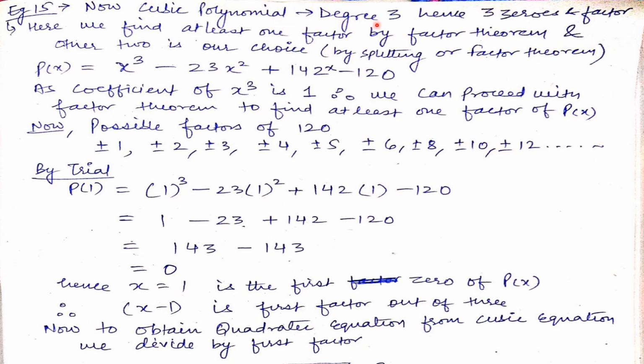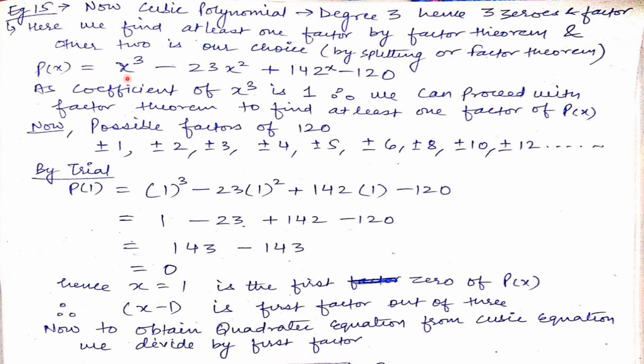As it has degree 3, hence 3 zeros and 3 factors are in this equation. Here we find at least one factor by factor theorem and the other two is our choice by splitting or factor theorem. It depends on us, whatever we like. Okay, this is the question.